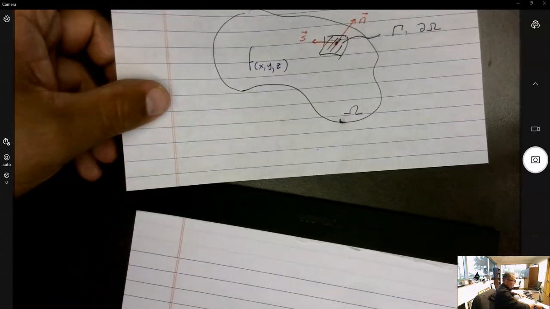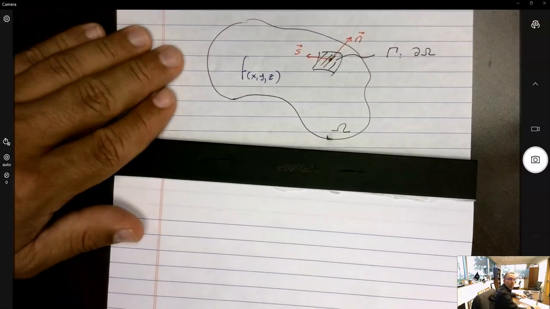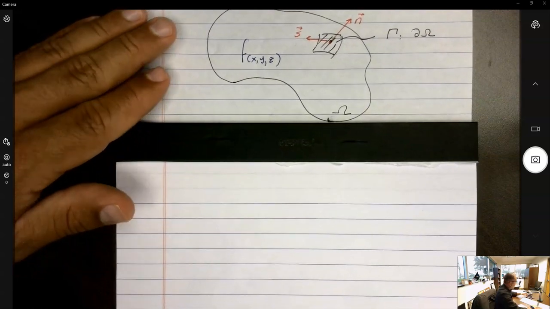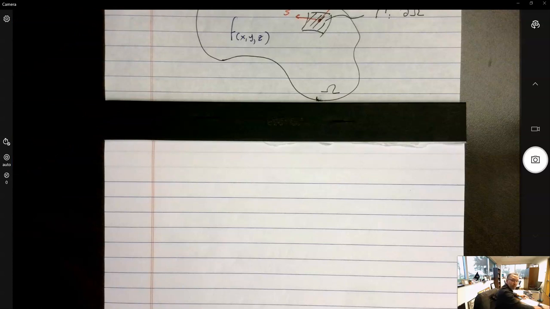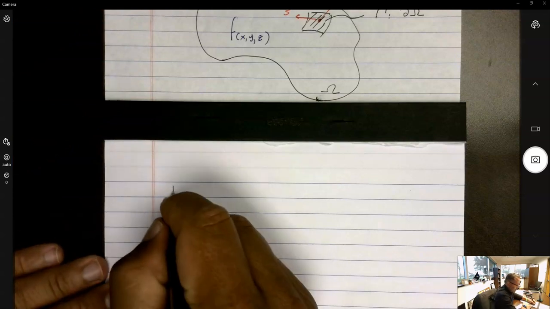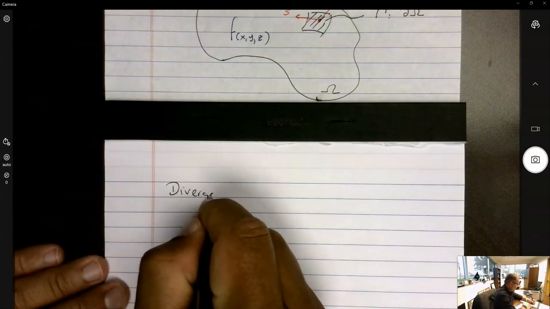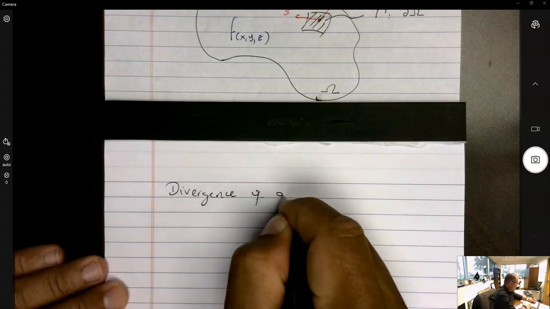So let's introduce another concept that you probably already heard of, more than likely, and that is the concept of the divergency of a vector field.